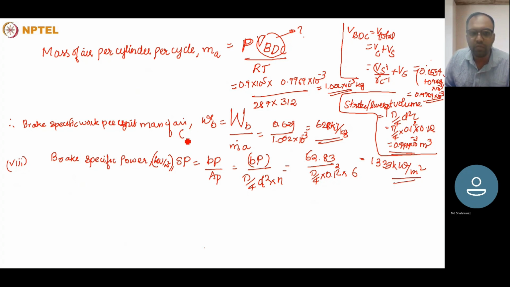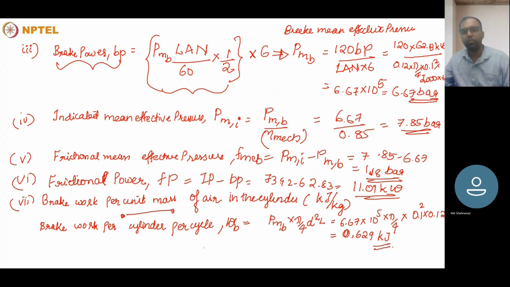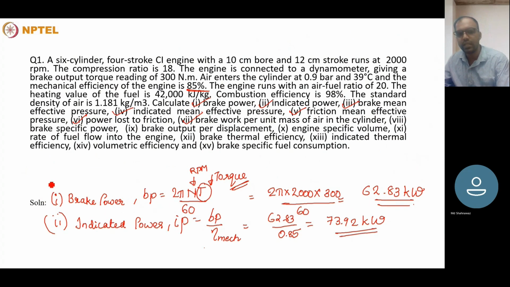The unit of brake specific work per unit mass of air is kilojoule per kilogram. Right. So we have calculated the brake work per unit mass of air in the cylinder and the brake specific power. Now we need to calculate the brake output per displacement and the engine specific volume, rate of fuel flow into the engine, brake thermal efficiency, indicated thermal efficiency, volumetric efficiency, and brake specific fuel consumption.